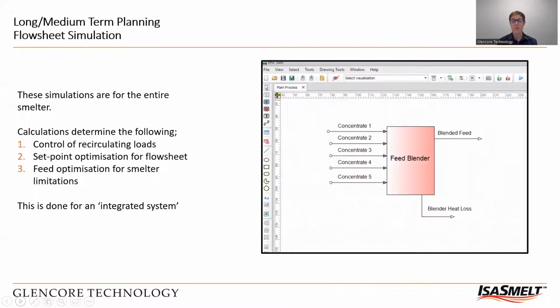So do you change your MAC grade target in your ISASMELT furnace to optimize your ISOconvert? Do you bleed a bit more minor elements? How do you split and manage your overall smelter for the new feed mix? So it's very important to look at your integrated system.